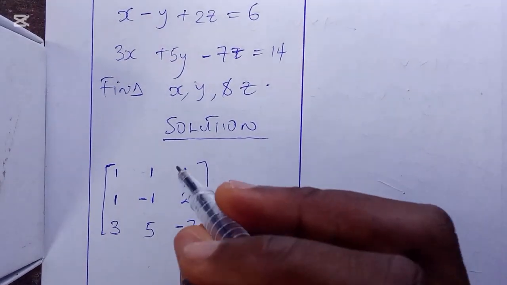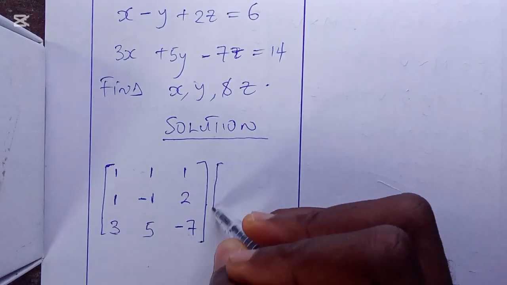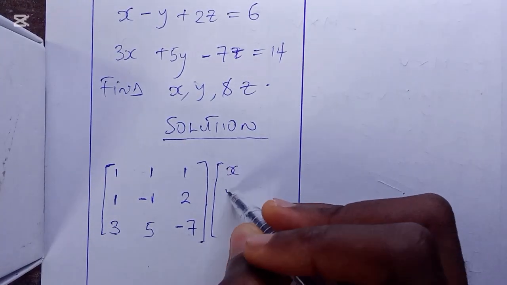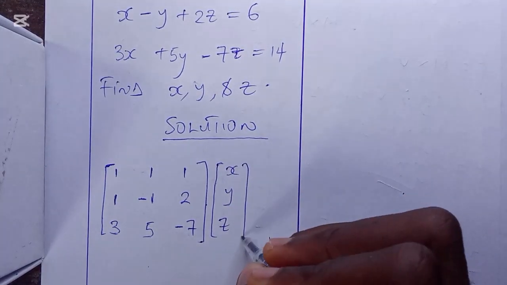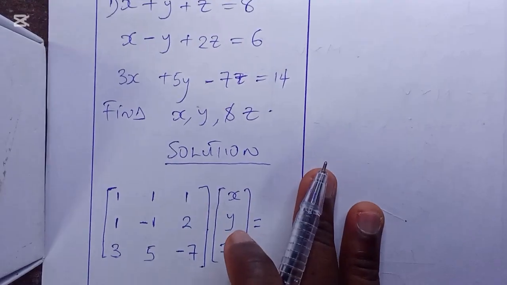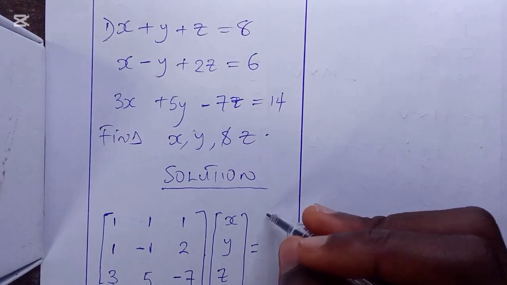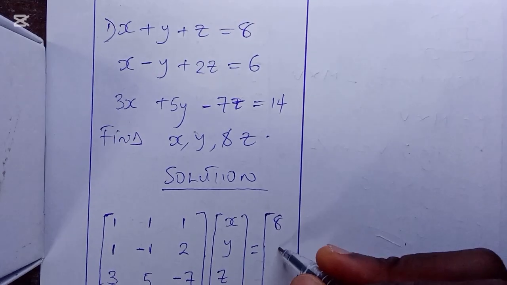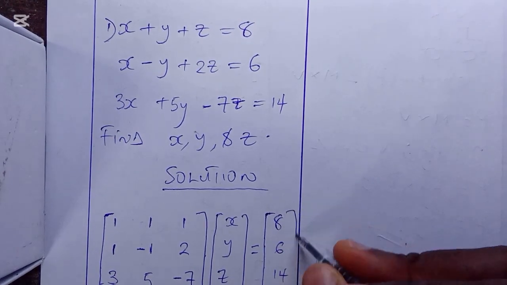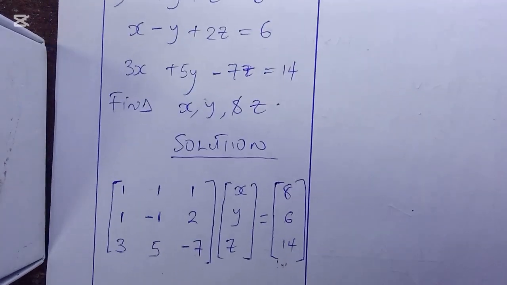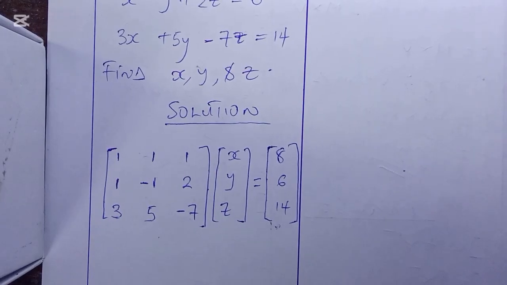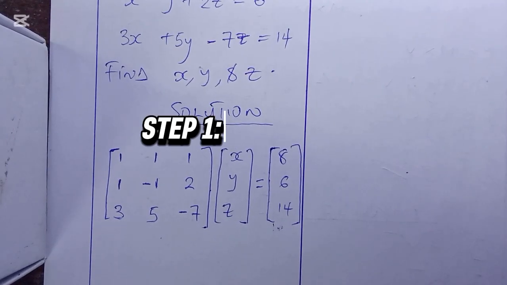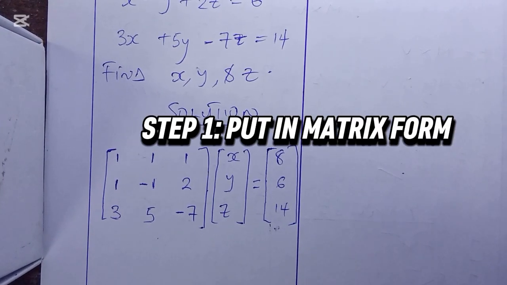Then you put your unknowns. So you find x, y, and z. You put our unknowns, x, y, and z, equals to the right hand side. What's the number on the right hand side? 8, 6, and 14. So we just successfully put our question in a matrix form. That is the first step in solving using Cramer's rule.